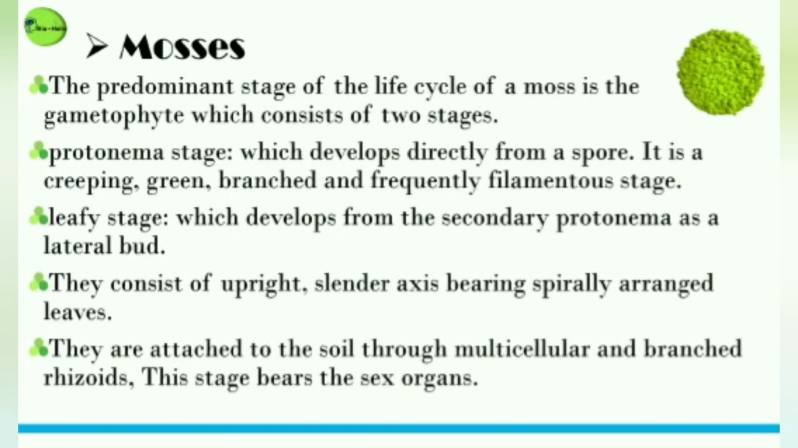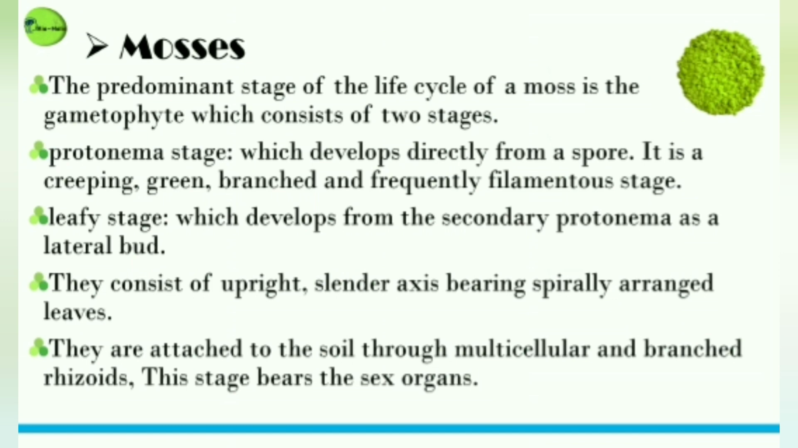Next is the mosses. The predominant stage of the life cycle of a moss is the gametophyte, which consists of two different stages. The first stage is the protonema stage, which develops directly from the spore, and it is a creeping, green, branched and frequently filamentous stage. Next, the second phase is the leafy stage, which develops from the secondary protonema as a lateral bud.